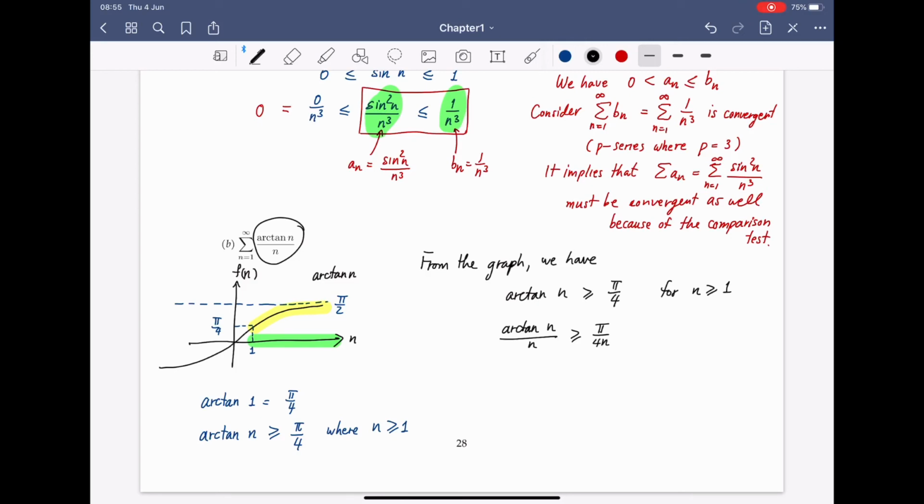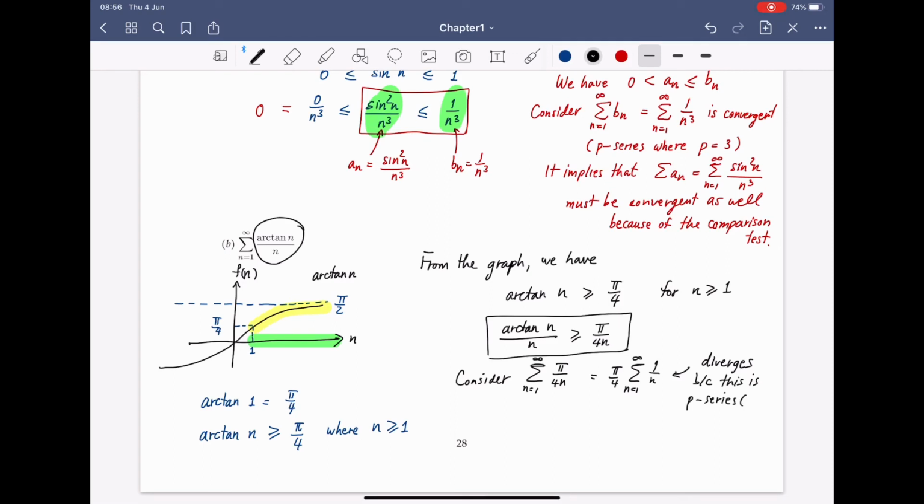Right? And then after that, now I have an inequality here. And then I am going to consider the summation of pi over 4n. And this thing is pi over 4 times the summation of 1 over n, right? Well, this is a harmonic series, or we can call this a p series where p equals 1. So this thing is divergent because this is a p series where p equals 1, or you can call it harmonic series, the same thing.